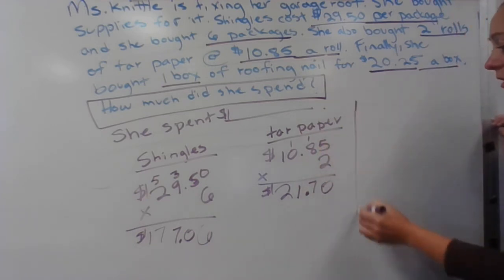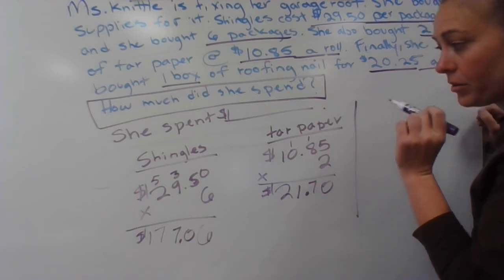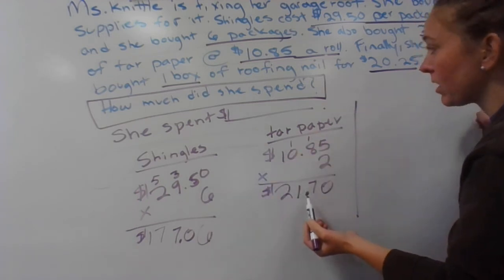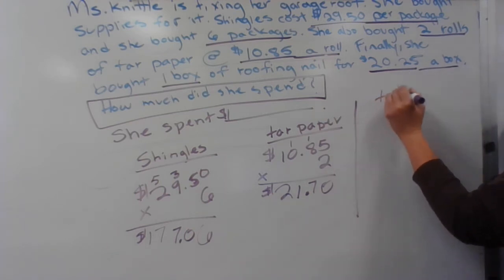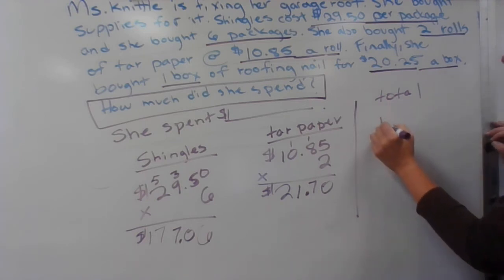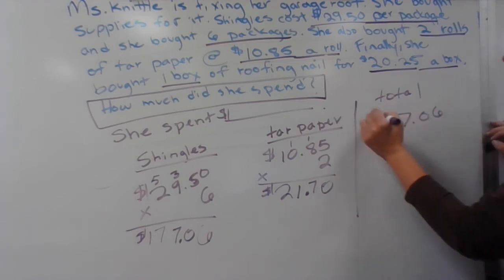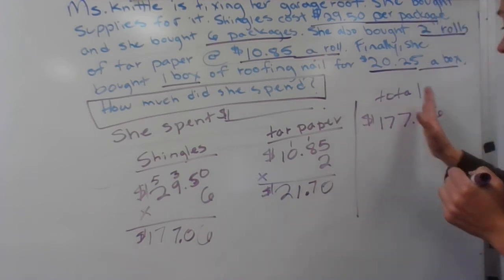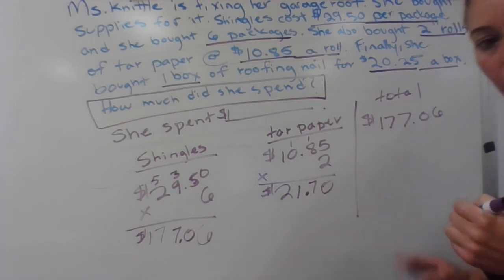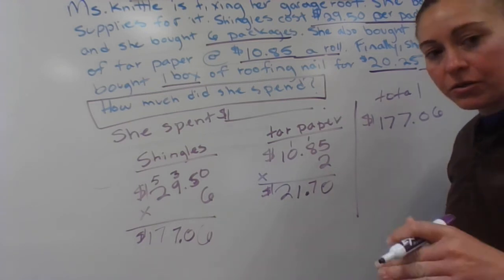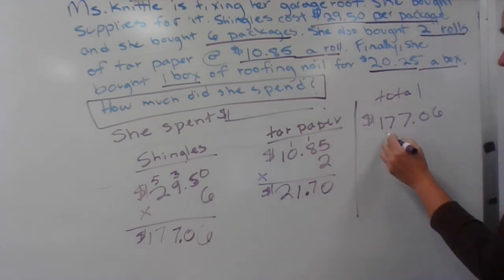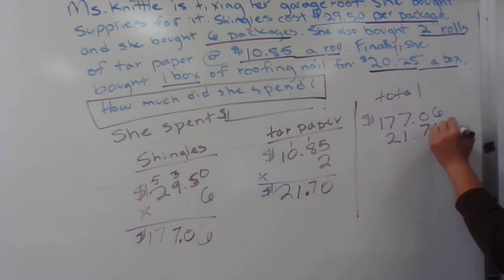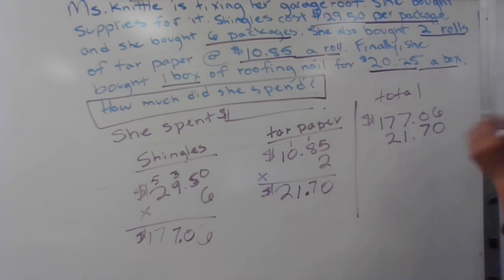So in the last part here, I need to add up all 3 of these numbers: the shingles cost, the tar paper cost, and the roofing nail cost. So let's see, total would be $177.06. Remember, when you're adding decimals, make sure that you line up the decimal all in a line so that all of the place values, the tenths and the hundredths and the ones, are all in the right place value, just like if you were adding up any other number. Then $21.70, line up those, all of those decimals are in a line. And lastly, $20.25.